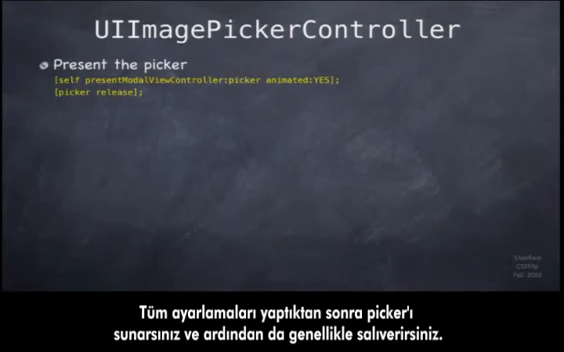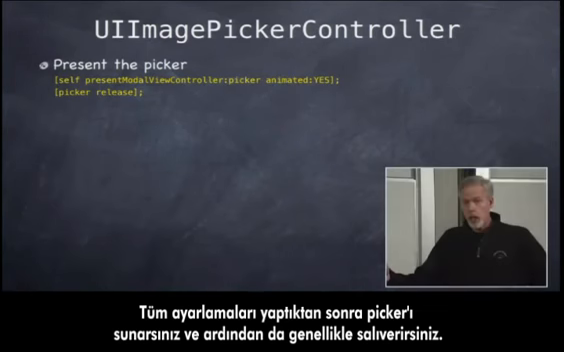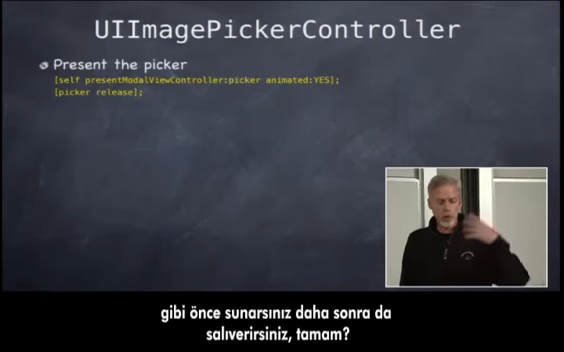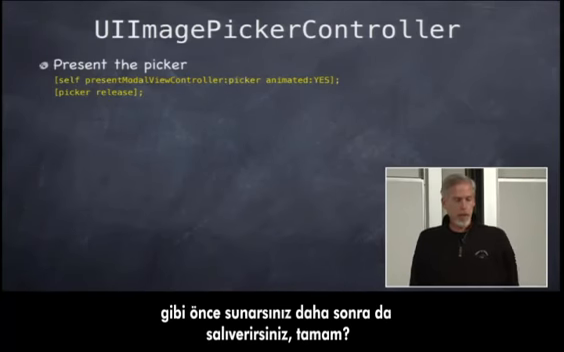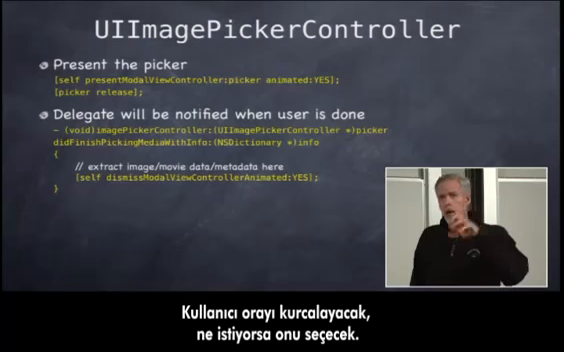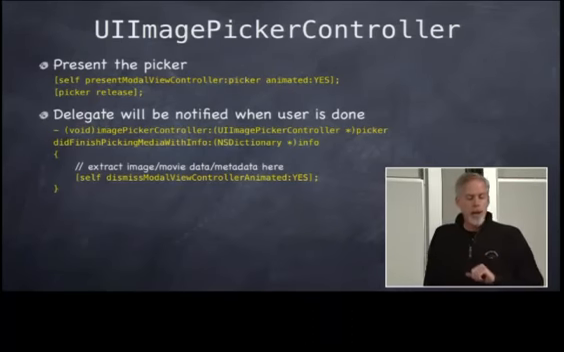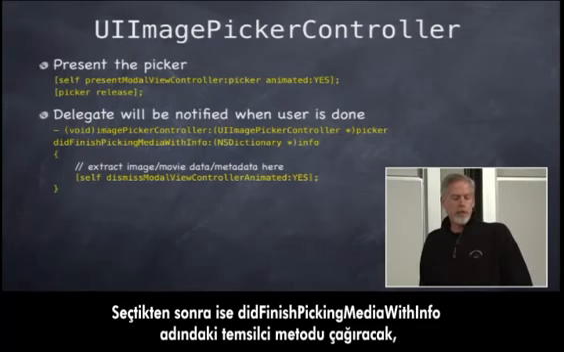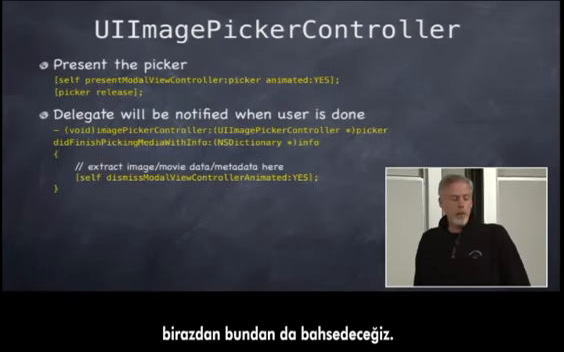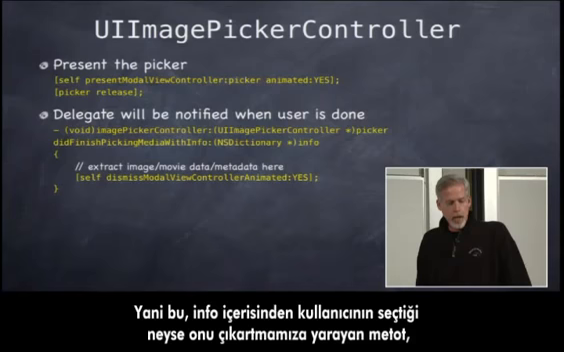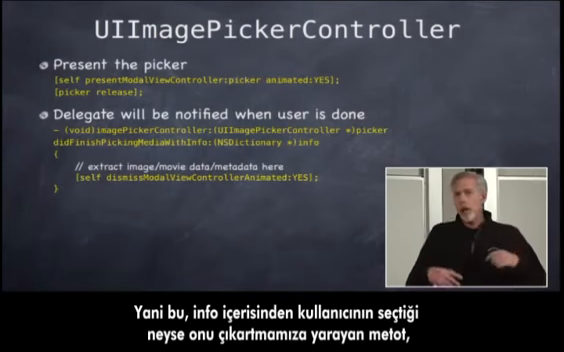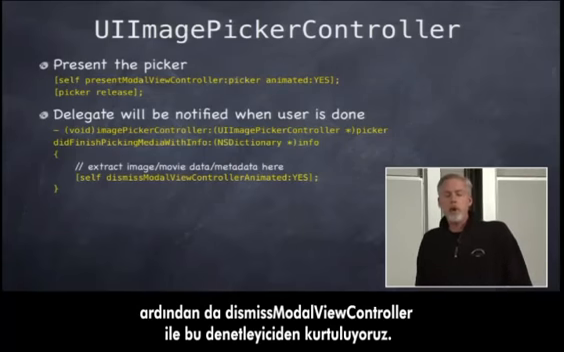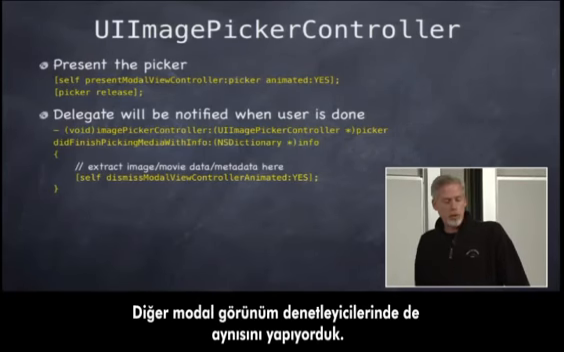So after you set it all up, you present the picker, and usually then you'll just release it. It's just like any other modal view controller. You present it, and then you release it. Then the user's going to muck about in there, picking whatever they want, and when they finally pick something, it's going to call this delegate method, image picker controller did finish picking media with info. And we'll talk about info in a second. That's the method in which you extract whatever they chose out of the info, and then you dismiss the modal view controller. Again, just like any other modal view controller.